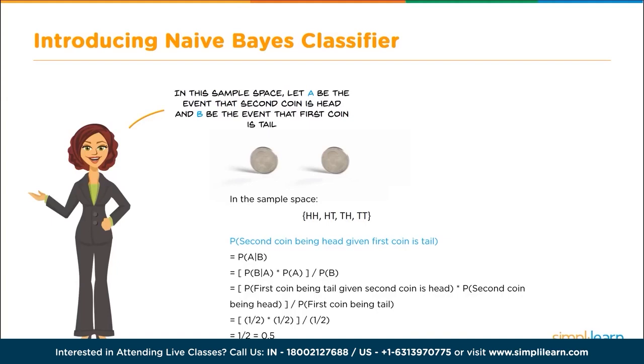When we plug that data in, we have the probability of the first coin being tails given the second coin is heads, times the probability of the second coin being heads, over the probability of the first coin being tails. You can see it's a simple formula to calculate. We have 1/2 times 1/2 over 1/2, or 1/2, equals 0.5, or 1/4.